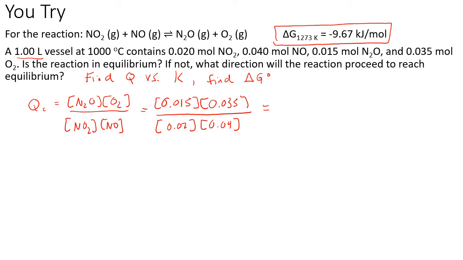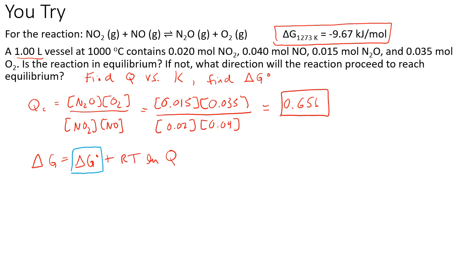So calculating our Q value, our reaction quotient, we come up with 0.656. So right off the bat, that doesn't tell us much of anything. We don't know if the reaction is in equilibrium or not yet because we don't know what our K value is to compare our reaction quotient to. Now we can use delta G is equal to delta G naught plus RT times ln of Q in order to solve for our Gibbs free energy at standard state conditions to later use when we want to get K.